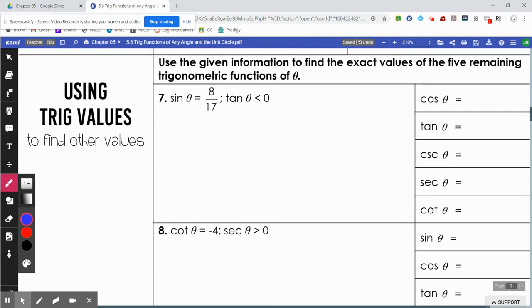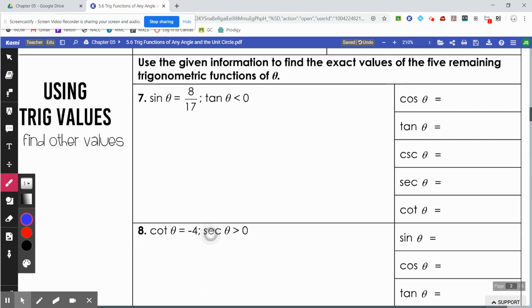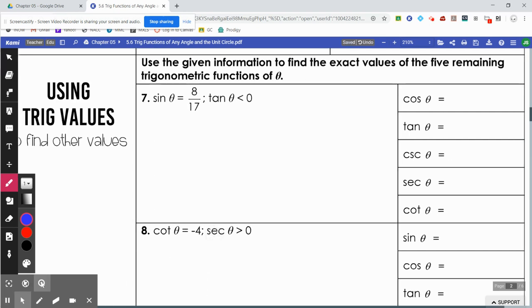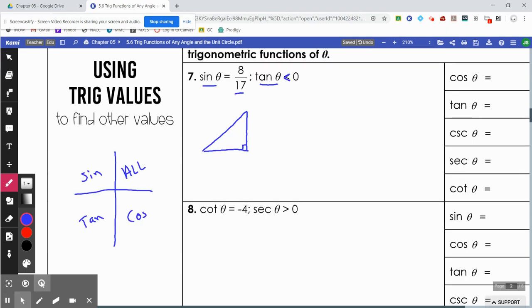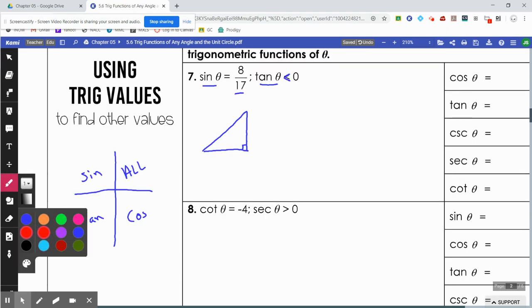Okay, next up, use the given information to find the exact values of the remaining trig functions of theta. So we've already done this before. However, before we said, okay, sine is 8 over 17 and all that, we did it a little bit different. Now it's a little bit easier because what we can now do is we can say, okay, since sine is positive and tangent is less than 0, that means tangent is negative. Let me draw my chart over here. Since sine is positive, that means that we either have to be here or here. However, tangent is negative, and since everything's positive here, that means we are in the second quadrant on this problem.